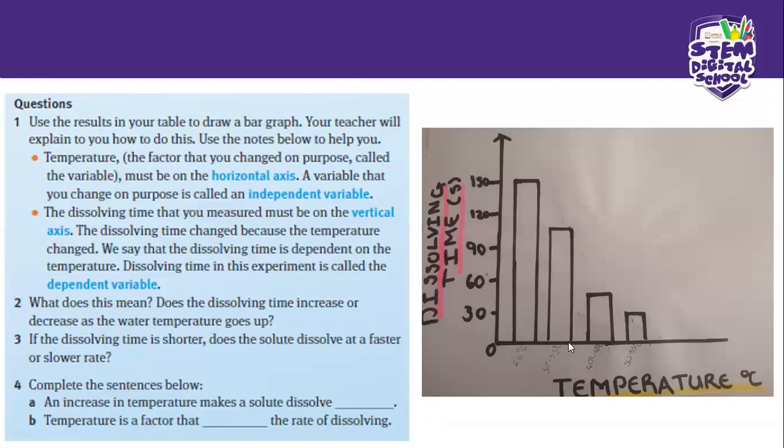So what does it mean if we look at the last bar, which is between 50 to 55 degrees Celsius, right? What does it indicate if the solid dissolved at 20 seconds? Does it mean that it dissolved faster or slower? If the dissolving time is shorter, does this mean that the solid dissolves at a faster or slower rate?